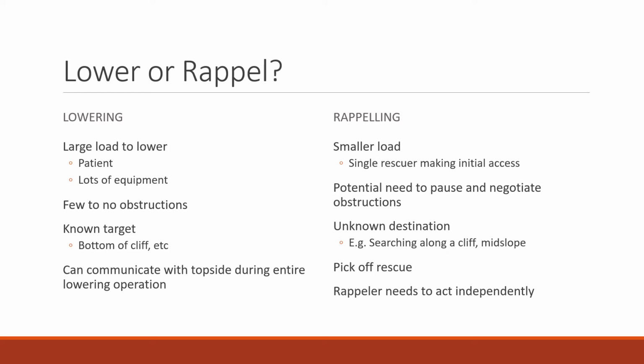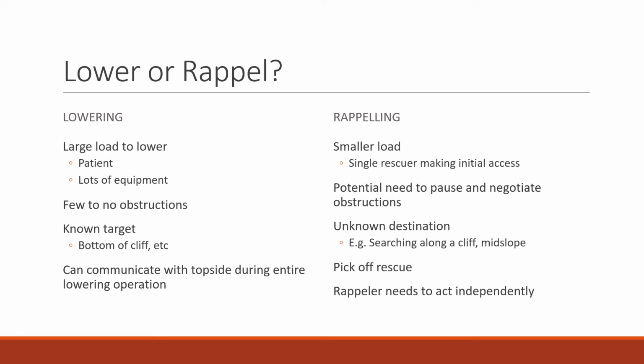Some it obviously makes sense. If I'm going to lower a victim in a basket down from the cliff they got hurt on down to the waiting ambulance, it's obvious. So lowering is good for a large load, patient, tons of equipment, anything like that. Lowering is a good opportunity. You'll use lowering also if there are few to no obstructions. The big risk here is the guy on the end of the rope doesn't have direct control over how fast he's going.